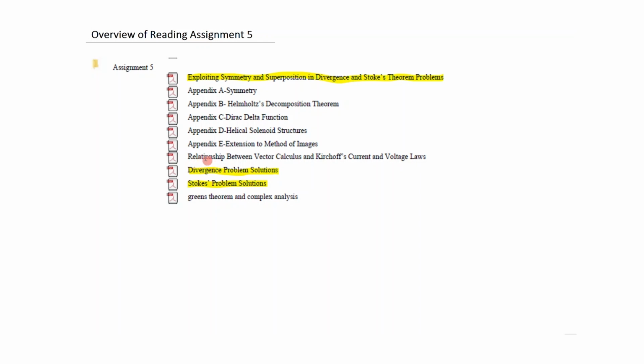There's also a document which shows the relations between vector calculus and Kirchhoff's current and voltage laws, as well as application of Green's theorem and complex analysis. This is something you could refer to if you want additional information and details, but in this course it's only for reference purposes. You're not responsible for this material.